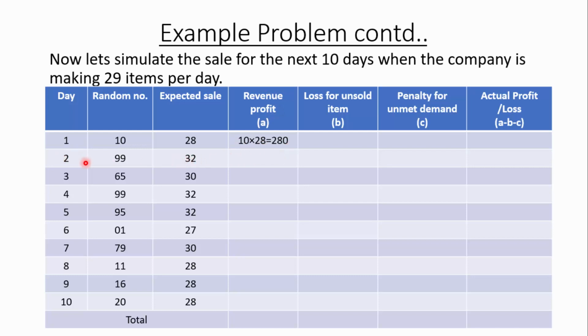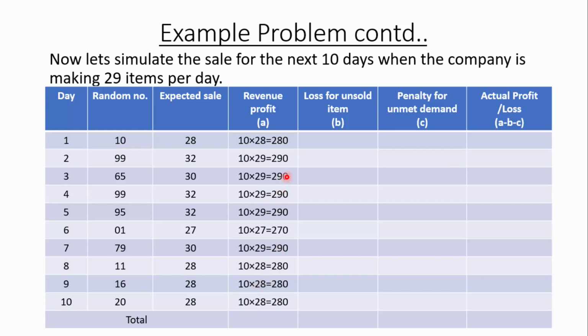Similarly, for the second day, we can see that the expected sale is 32, but the company makes 29 items only. So the revenue profit for the second day is 10 into 29. Here we need to understand that in the previous table, the company was manufacturing 30 items per day. So the value there was 10 into 30. But here we are assuming that the company is making 29 items per day. So the profit revenue here is 10 into 29, which is 290 rupees. Now similarly, we will calculate the remaining values for all the remaining days. So this we have calculated here.